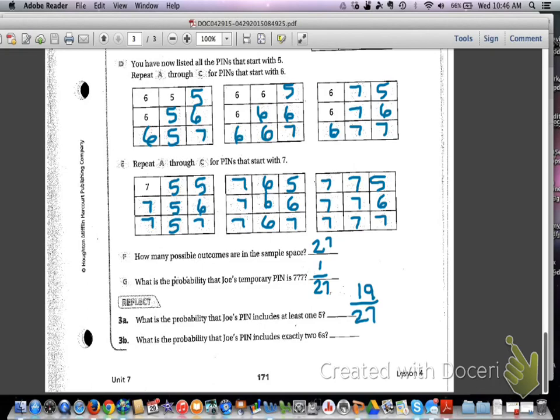For 3B, what is the probability that Joe's PIN includes exactly, here's the key word, exactly 2 6s. Again, count up all the ones at the top that have exactly 2 6s, and you will find that that is 6 out of the 27, which will reduce down to 2 out of 9.